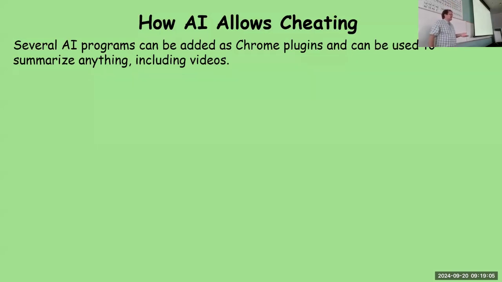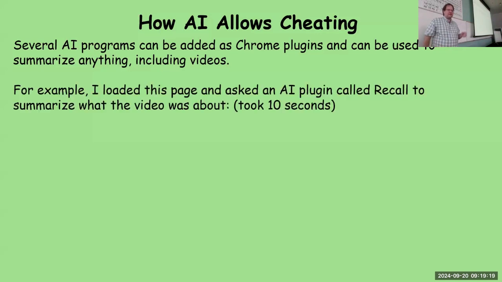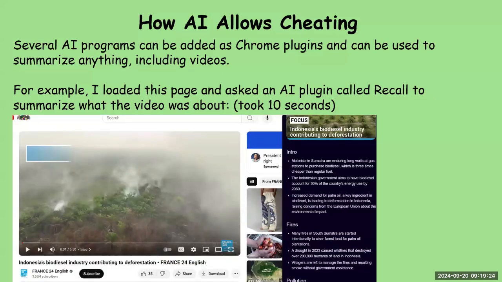Another thing that I discovered while working on this talk is that there are AI programs that can be added as Chrome plugins, and they can be used to summarize any type of website, including videos. These are not quite as well known, I think, but I used an AI plugin called Recall, and I loaded one of the videos I had my students watch recently. This is about the biodiesel industry and deforestation.